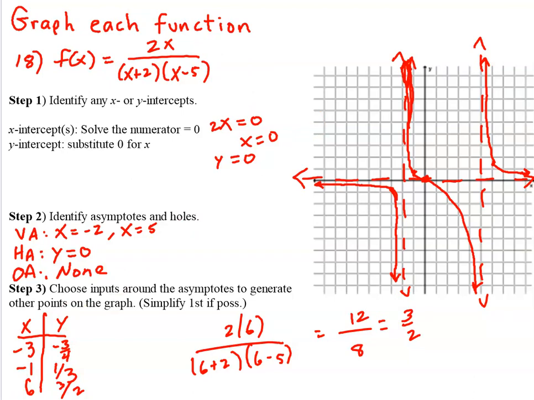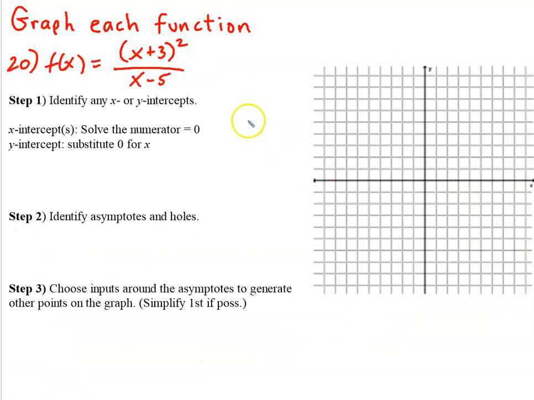All right, let's jump on over to number 20, and let's see if we have x or y intercepts. So x plus 3 quantity squared equals 0 to find the x-intercept. Square root of both sides. Subtract 3. I will have an x-intercept at negative 3. All right, so for the y-intercept, I'm going to put 0 in for both of the x's.